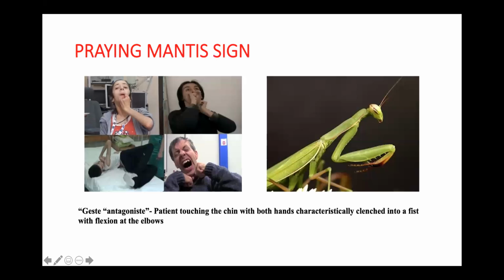So this is what is called a praying mantis sign. They are trying to reduce their dystonia by touching the chin. In that way, they'll try to reduce the amount of arching which happens. And you can see this, almost, they become like a banana, complete arching of the axial muscles.